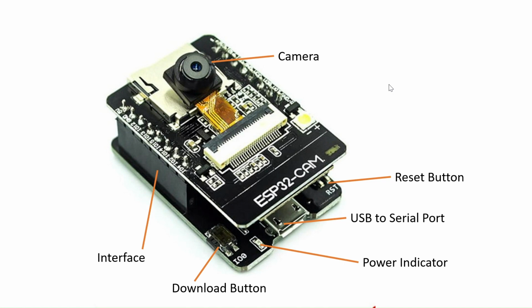On the side are the interfaces or the pins that allow for communication between the camera and the computer or IDE. And here you have the download button to download the information that you want. To the right of it, you have a power indicator that should glow red whenever it's connected to a power source. Above it is the USB to serial port, and then you have the reset button that you can use to, I guess, restart the ESP32 camera.